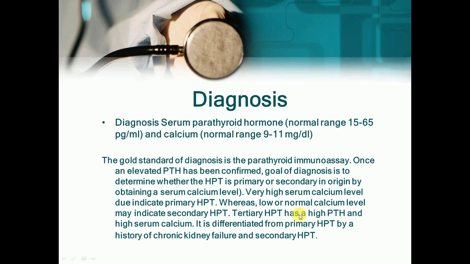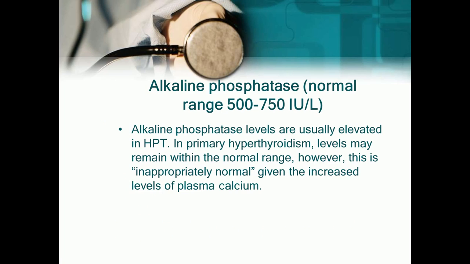Tertiary hyperparathyroidism is high PTH and high serum calcium, so it is differentiated from primary hyperparathyroidism by a history of chronic kidney failure and secondary HPT. It means whenever there is any kind of disease, there may be chances of other complications which become the cause of such kinds of disease. So you will have to adopt some precautionary measures in order to minimize these complications.